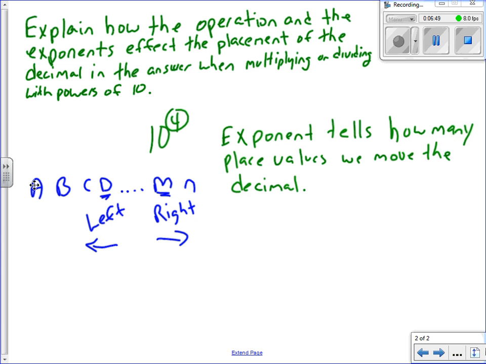So once again, it says explain how the operation and the exponents affect the placement of the decimal in an answer when multiplying or dividing with powers of 10. Well, the exponent tells us how many place values we will move, and the operation, whether it's multiplication or division, will tell us which way we move those place values. If it's multiplication, my little trick tells me I move to the right, and if it's division, my little trick tells me I move to the left.